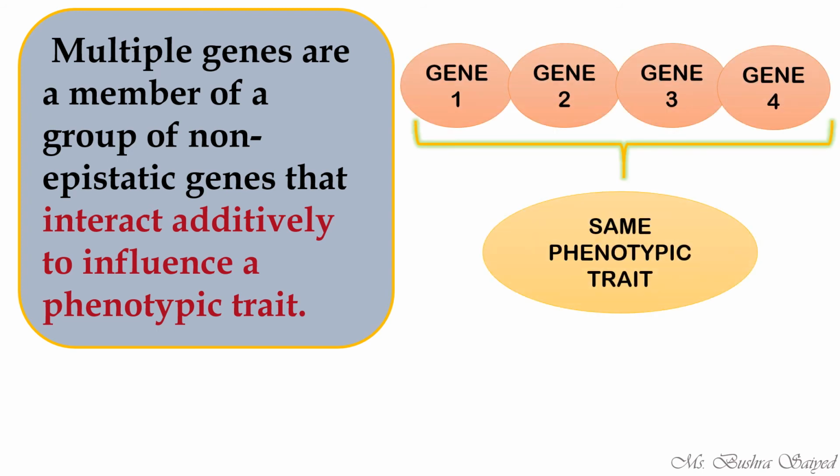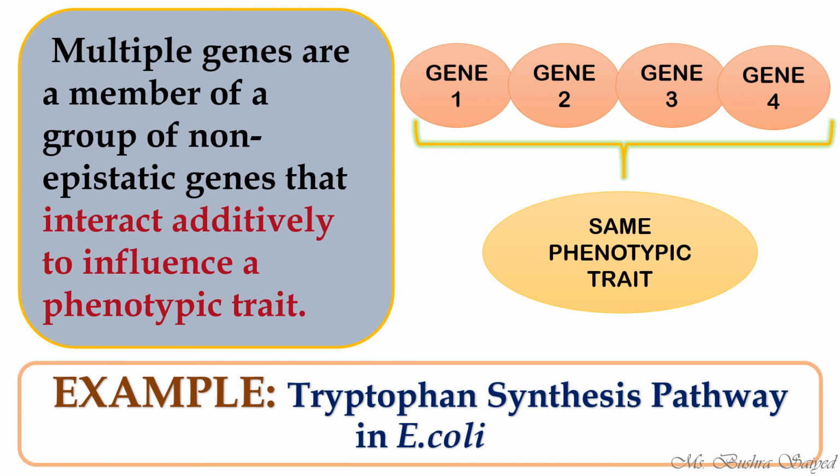So here in the diagram, you can easily make out, I have taken 4 genes. Multiple genes could be more than 4 also. So there are a total of 4 genes that I have taken. The cumulative, additive effect of all these genes will result in one phenotypic trait. We have talked about the blood groups, right? In blood groups, there were several genes which are responsible for a particular blood group. This is the same phenomenon, but here we will be studying some other example, because in our syllabus another example is given, which is the tryptophan synthesis pathway.